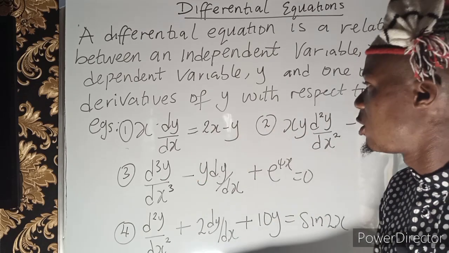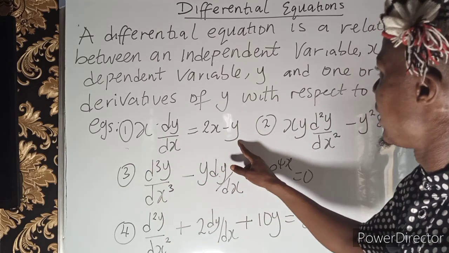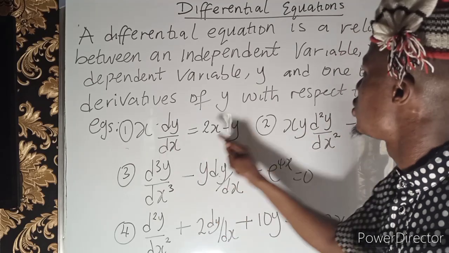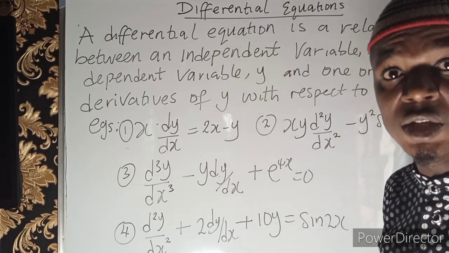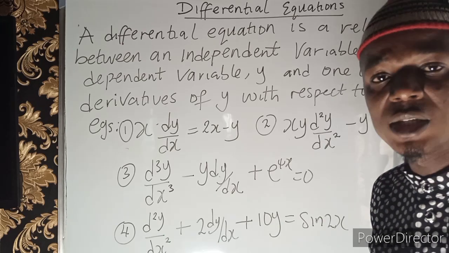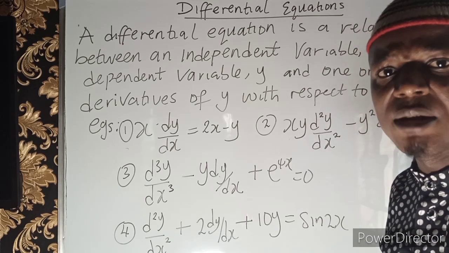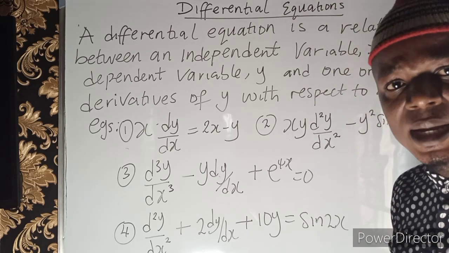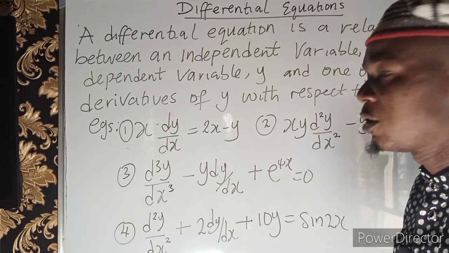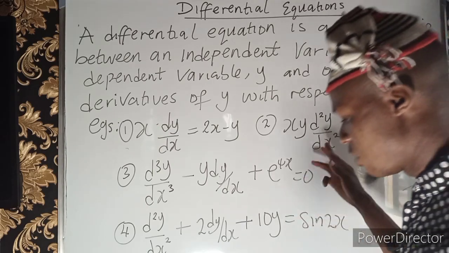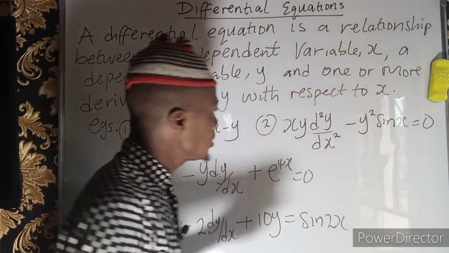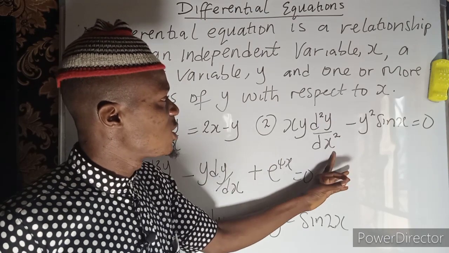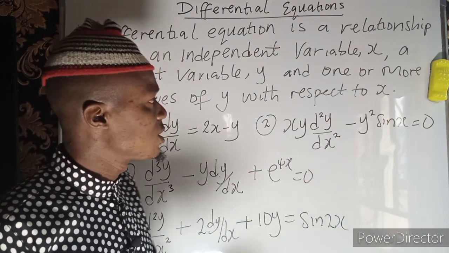You can see the first one contains x, it contains y, and also a derivative of y with respect to x. Once you see an equation like this, you should know that it is a differential equation. That is why I told you that a differential equation is just a relationship that exists between a dependent variable y, an independent variable x, and one or more derivatives of y with respect to x. Take a look at the second example. You can see x and y here, and you can see a derivative of y with respect to x also. So it is a differential equation.